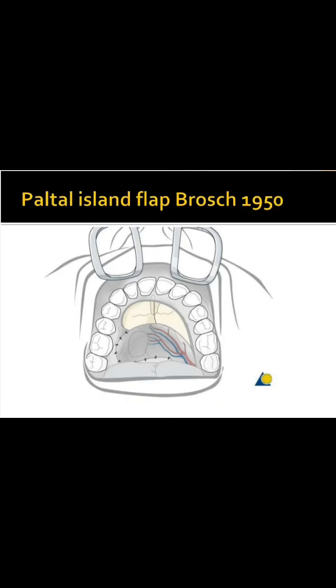This procedure is suitable for the closure of posterior fistulas because it's pedicled on the greater palatine vessels. Its application is limited in closure of anterior defects.